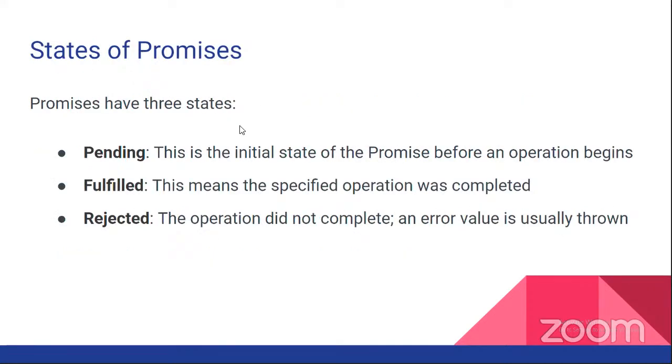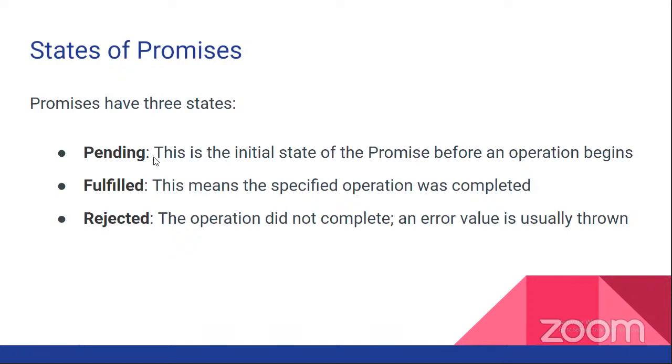So what are the states of promises? Promises have three states. It has a pending state, like an initial state before an operation begins. It has fulfilled, then it has rejected. The fulfilled state is where the operation is completed and it's successful. And rejected, just like the name, means the operation did not complete. Then maybe an error is thrown.